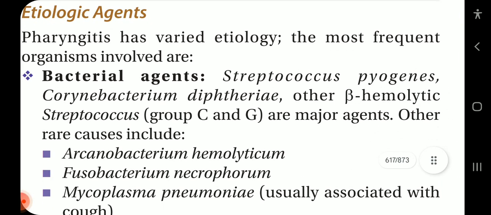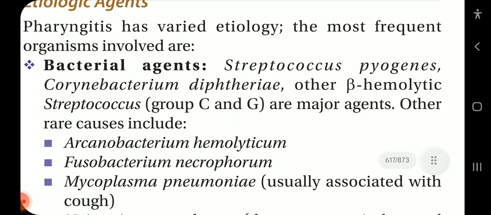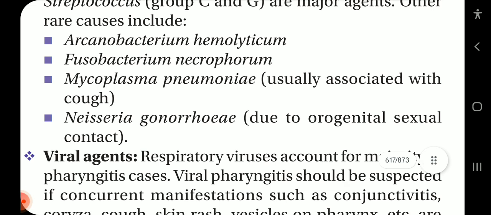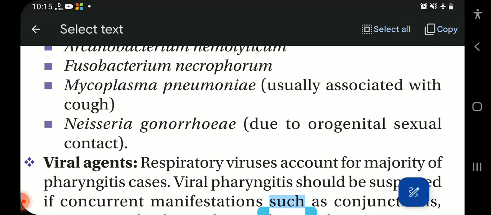Etiologic agents. Pharyngitis has varied etiology and most frequent organisms involved are bacterial agents like Streptococcus pyogenes, Corynebacterium diphtheriae and other beta hemolytic Streptococcus group C and G are the major agents. Other rare cases include Arcanobacterium hemolyticum, Fusobacterium necrophorum, and Mycoplasma pneumoniae, usually associated with cough. Neisseria gonorrhoeae due to orogenital and sexual contact.